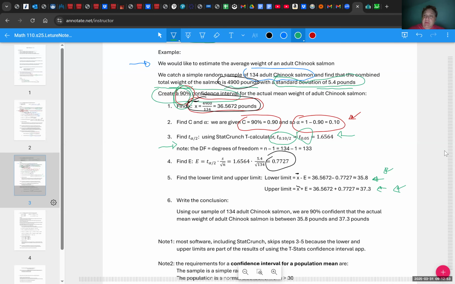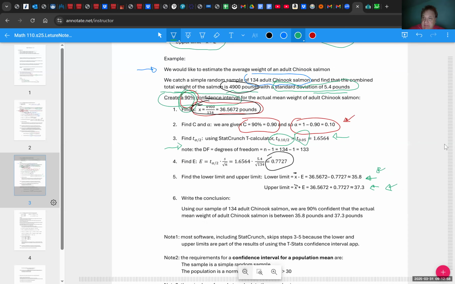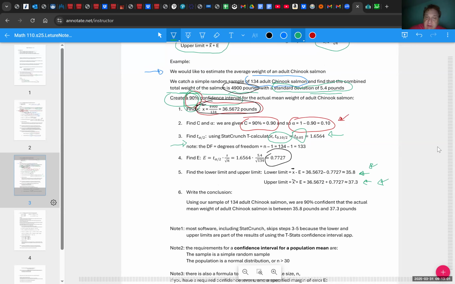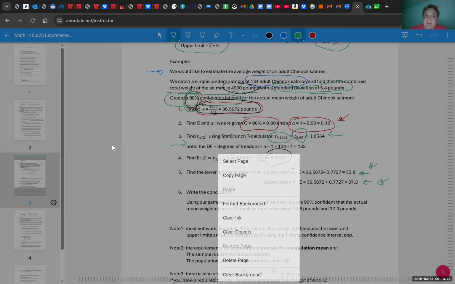All right, again, some notes to consider. Sorry if it's kind of small, but I'm trying to get more stuff on the screen. My first note here is most software, including StatCrunch, skips steps 3 through 5, just like before with the proportion confidence interval, because the app just gives it to you. So we're doing a T-Stats app because it's the T thing for the mean. We can just go to the T-Stats confidence interval, and it will give us these exact numbers. Let me show you how that works.